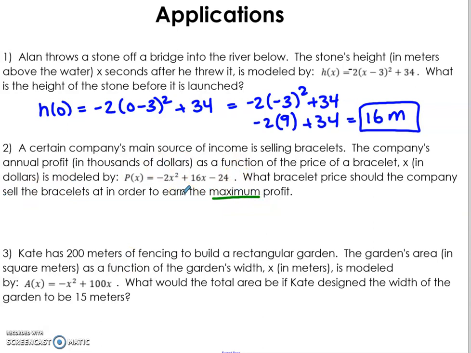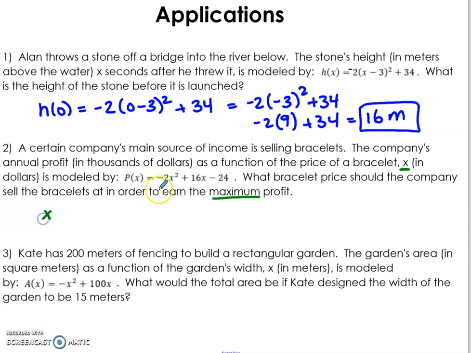So that means we have to find the vertex. Now in terms of the vertex, there's the x and the y values. Now x, they're telling us, is the price of the bracelet. Okay, y is going to be the actual profit. So they're asking us for the price of the bracelet, not the profit. So we only have to find the x. If they wanted us to find the maximum profit, we would plug the x in and also find the y.